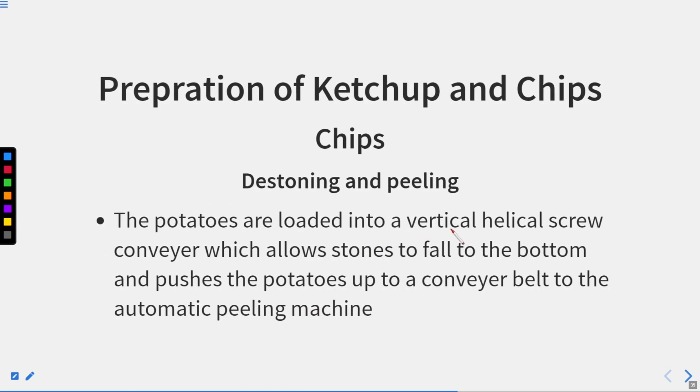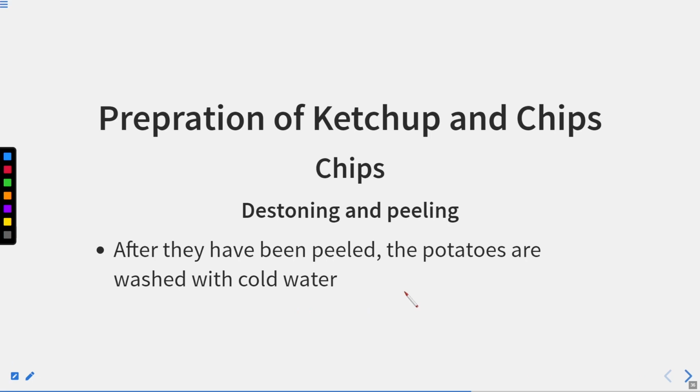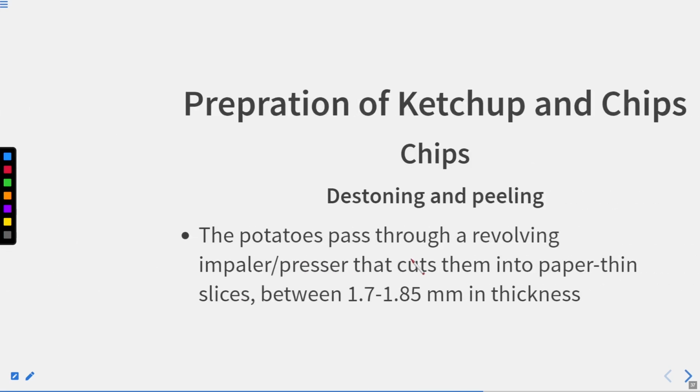The potatoes are loaded into the vertical helical screw conveyor, which allows stones to fall to the bottom and pushes the potato up the conveyor belt to the automatic peeling machine. So there is an automatic peeling machine that peels off the cover of the potato. Destoning and peeling. After they have been peeled, the potatoes are washed with cold water to remove the dust or soil particles and other dirt that got stuck to the peeled potato.